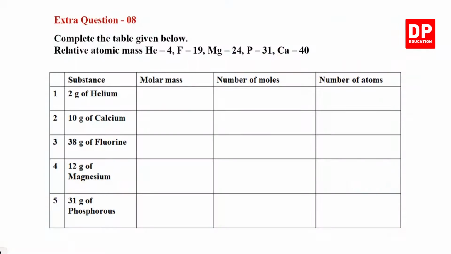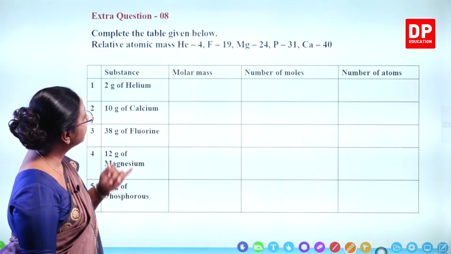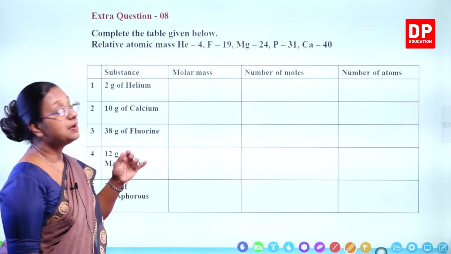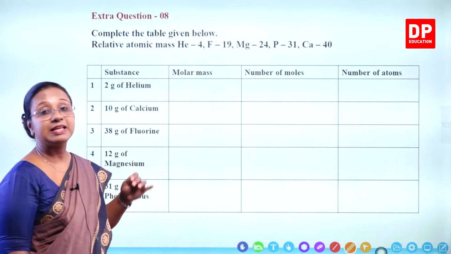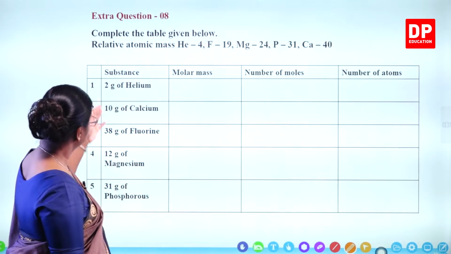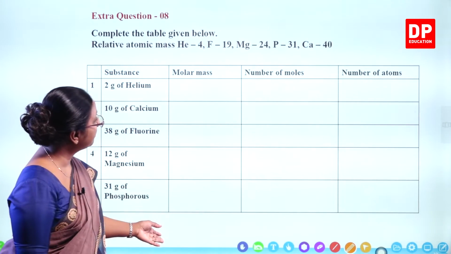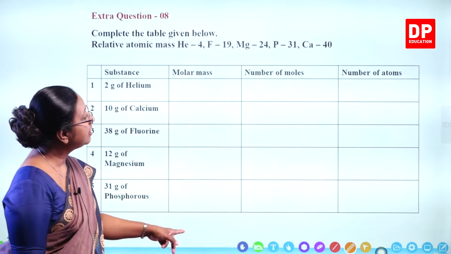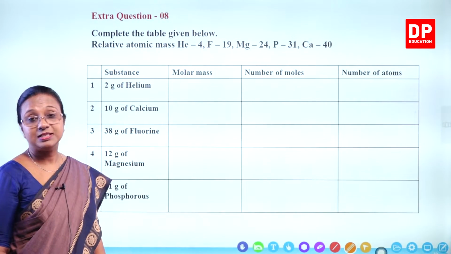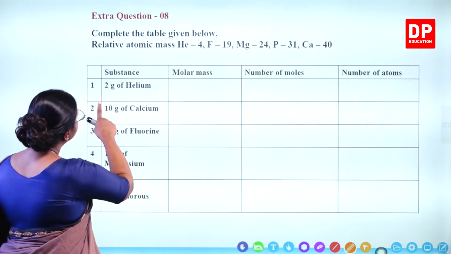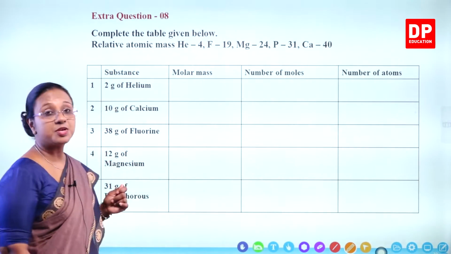Then the next question. Extra question 8. Again, complete the table given below. Relative atomic mass is given for helium 4, fluorine 19, magnesium 24, phosphorus 31 and calcium 40. So the substance is given, molar mass has to be calculated, number of moles and number of atoms present in that substance. So the first substance is 2 grams of helium.